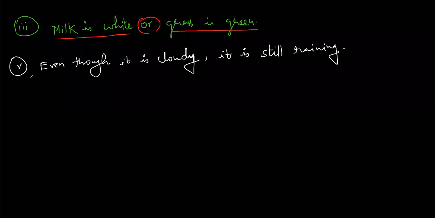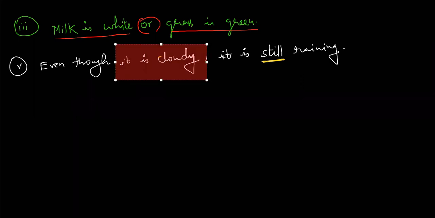Okay, students, look at this fifth question. It is not using the word "and". The logical connective "and" is replaced by "still". So what does this compound statement say? It says, even though it is cloudy, it is still raining. Excuse me for my handwriting. Here, the simple atomic statements are: it is cloudy and it is raining. That "still" you have to remove.